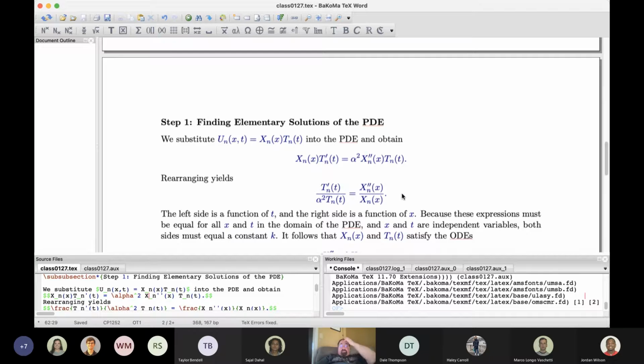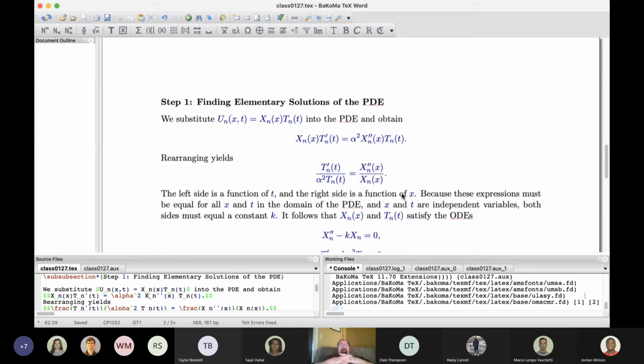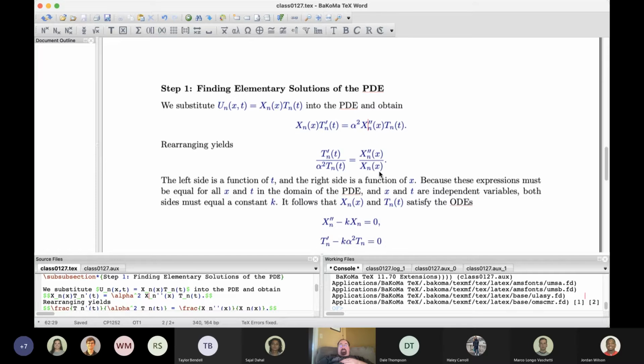Now, the separation is achieved by taking into account the fact that the left side of the equation is a function of only t, and the right side is a function of only x, but they have to be equal regardless of what x and t are. The only way that these two functions of two different independent variables can possibly be equal, regardless of x and t, is for both of these fractions to equal a constant. So we assume that both of these are equal to some constant k.